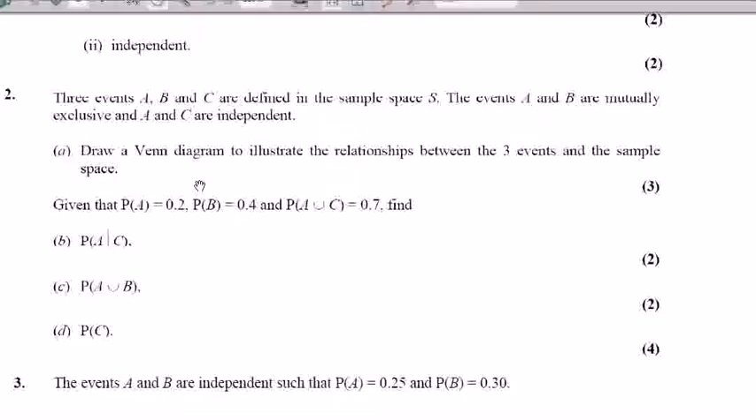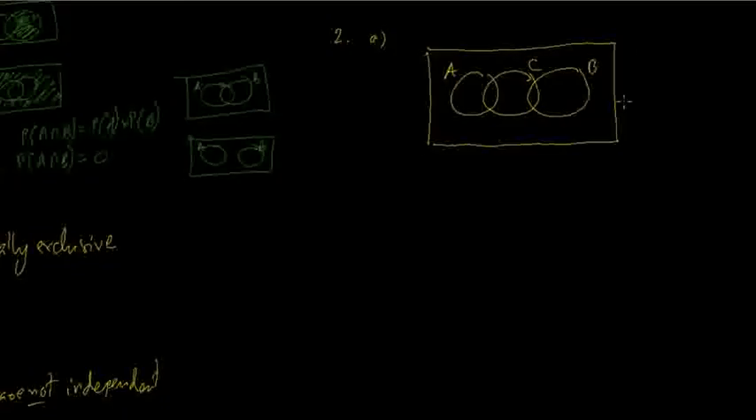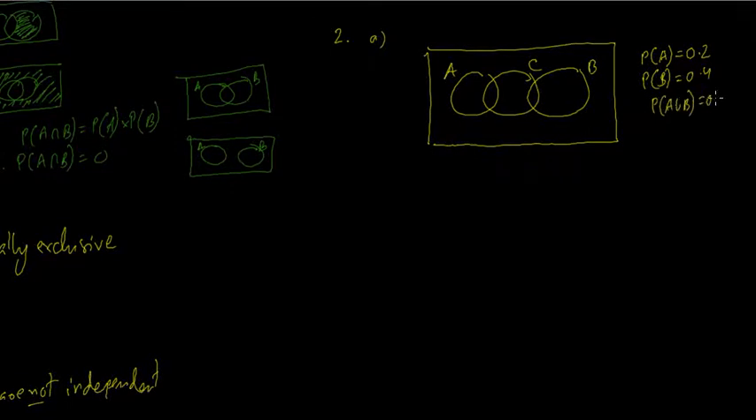So this is just a Venn diagram where we show that A and B are mutually exclusive, they do not intersect, and A and C intersect. The information given here is probability of A is 0.2, probability of B is 0.4, and probability of A union C is 0.7. So let's write this down. Probability of A is 0.2, probability of B is 0.4, and probability of A union C is 0.7.